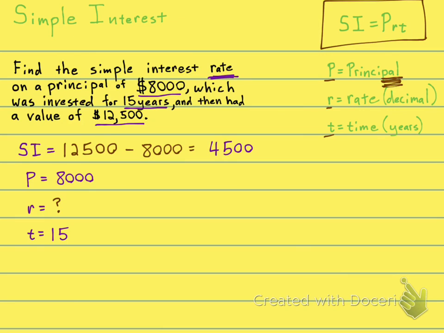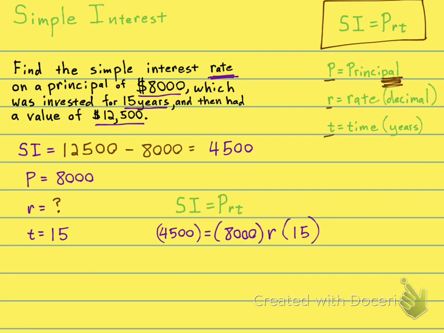All right, now let's copy down our formula, and we're going to plug in and solve. Okay, here's the formula. Let's go ahead and plug in. Simple interest is 4,500. Our principal is 8,000. Our rate, we don't know. That's our variable that we're going to solve for. We just leave it as R. And then our time is 15.